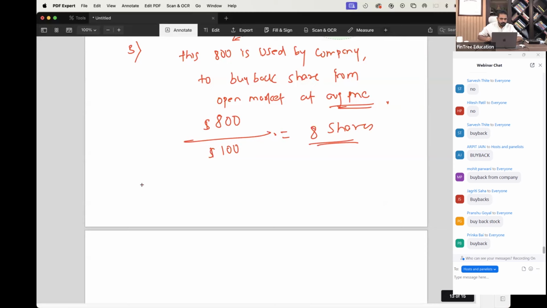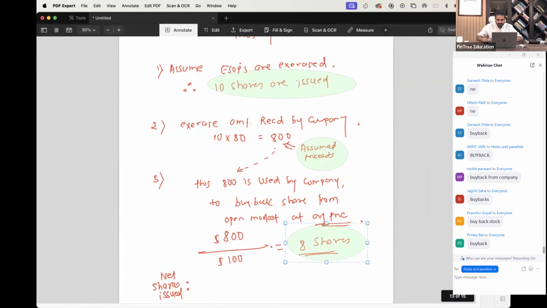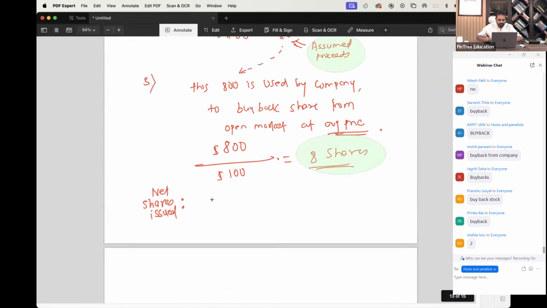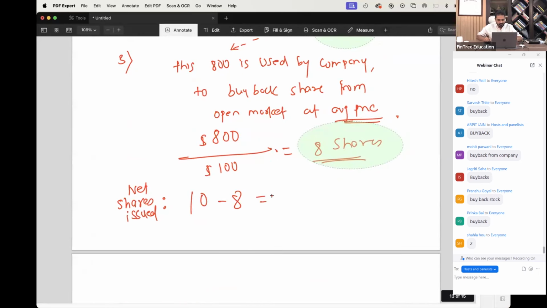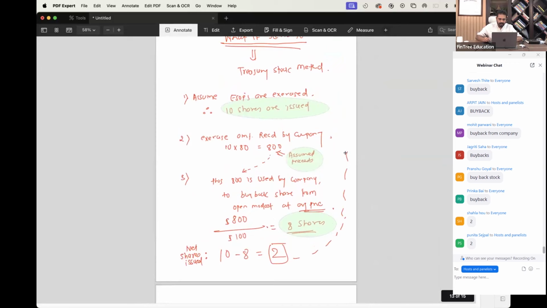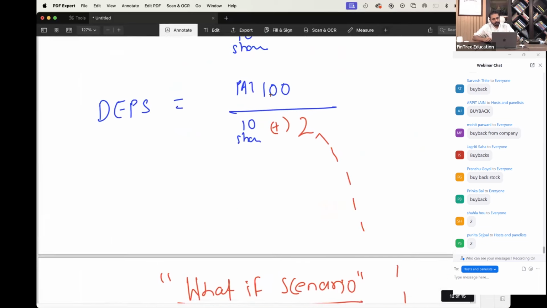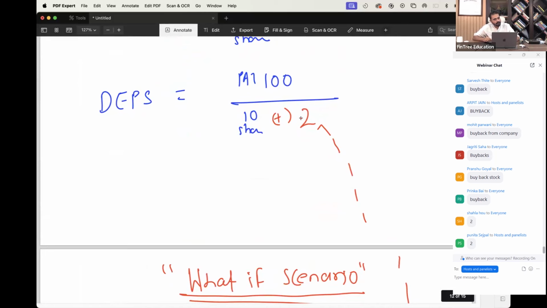So my total shares, net shares issued. Okay, I'm coining this as my own term now. Net shares issued, like how many shares have I issued? I issued 10 shares here, but I bought back 8 shares, right? So net shares issued is 10 minus 8, 2. This 2 will be added to the denominator of the diluted EPS calculation. So now diluted EPS will become 100 divided by 12.